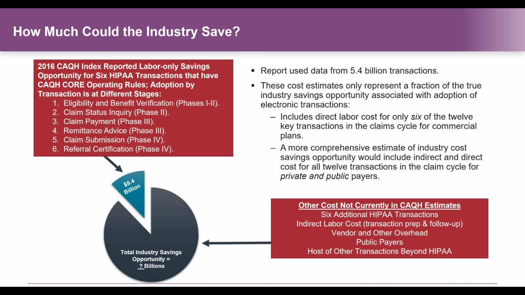And according to findings by the CAQH index, it's estimated that about $9.4 billion can be saved through the use of eligibility, claim status, electronic fund transfer, remittance advice, claim submission, and prior authorization transactions, which are all covered by the operating rules for phases 1 through 4. So this $9.4 billion is an impressive number and represents savings related only to direct labor cost. So as more organizations across the industry transition to fully electronic transactions and adopt operating rules to experience administrative efficiencies, there's more potential for this cost savings to be realized.